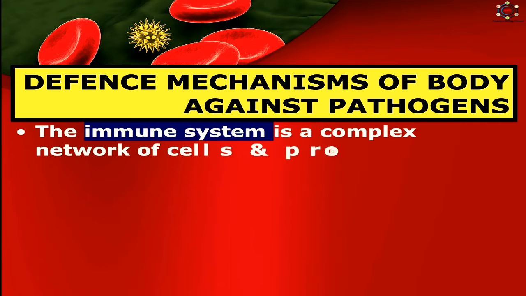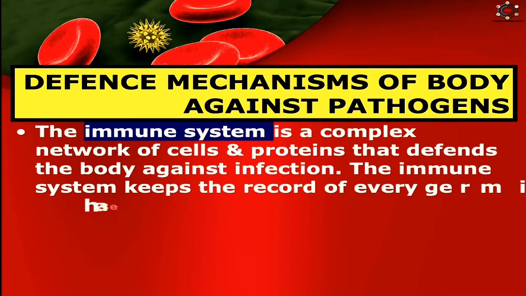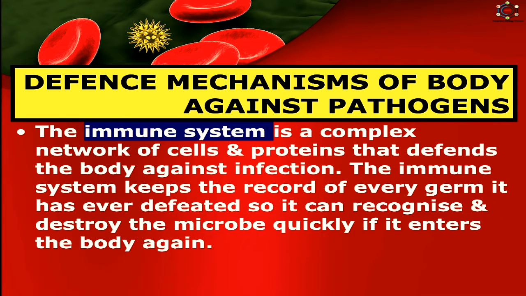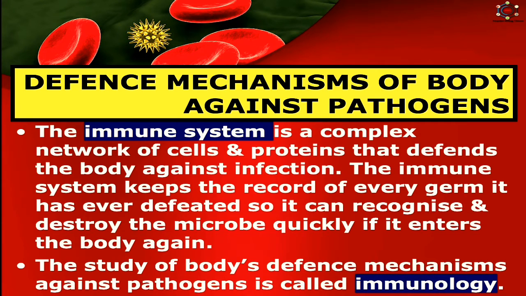So, what is the immune system? The immune system is a complex network of cells and proteins that defends the body against infection. The immune system keeps a record of every germ it has ever defeated so it can recognize and destroy the microbe quickly if it enters the body again. The study of the body's defense mechanisms against pathogens is called immunology.